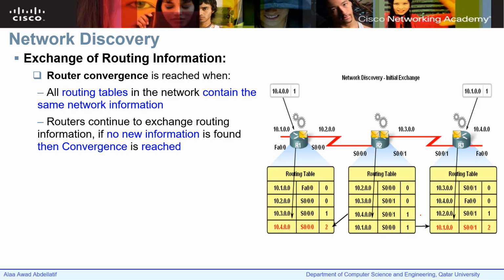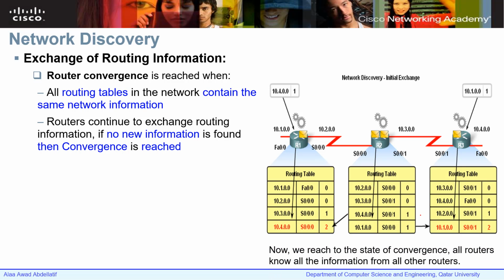And now what will we have? Is this convergence or not? Yes, because all IPs and all information exist in all routing tables. So all routing tables contain the same information. It means that the routers converged, we reach convergence. And the routers exchange information; if no new information is found, then it means that we reach convergence.